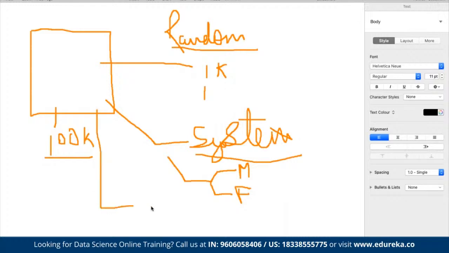Or what we have done in terms of systematic is, suppose we divided them into 5 equal groups, right? Let's say over here we have race. Suppose one group is based on race, one group is based on region, one group is based on age, or one group is based on gender, right? Or suppose there can be further subcategories as well.